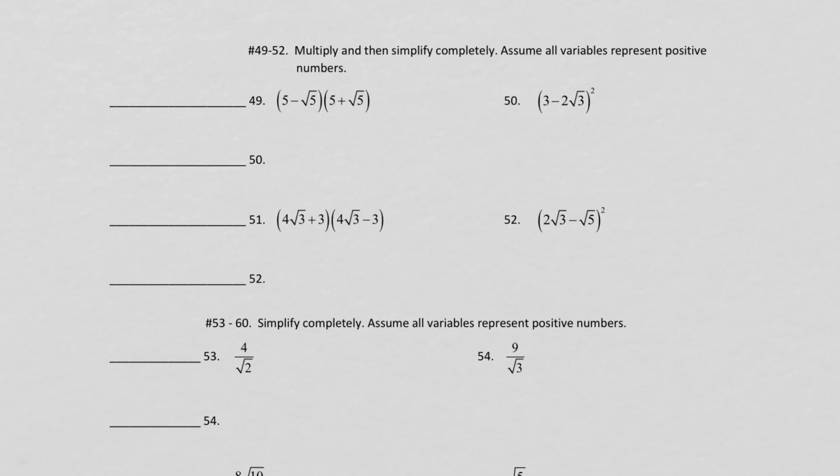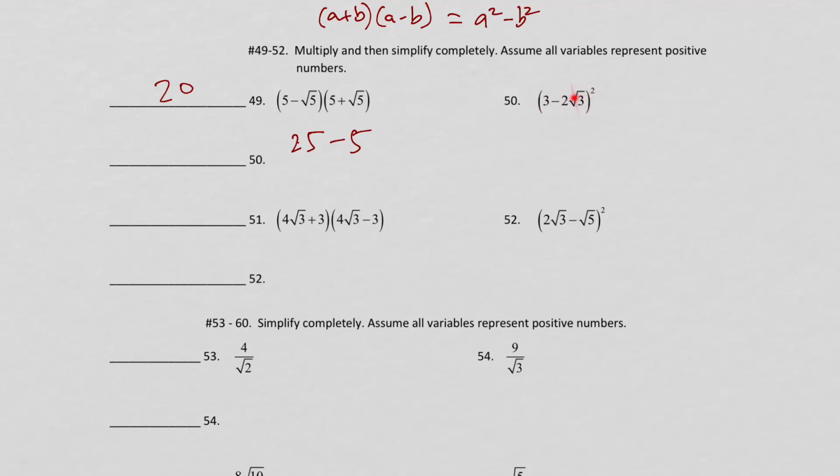Now, you could just FOIL these, right? First, outer, inner, last. But if you notice, these are conjugate pairs. And the conjugate pairs, when you have a plus b times a minus b, you get a squared minus b squared. So this is our a, that squared is 25, minus this is our b, that squared is 5, and so we get 20. If you forgot how to do that, just FOIL it.